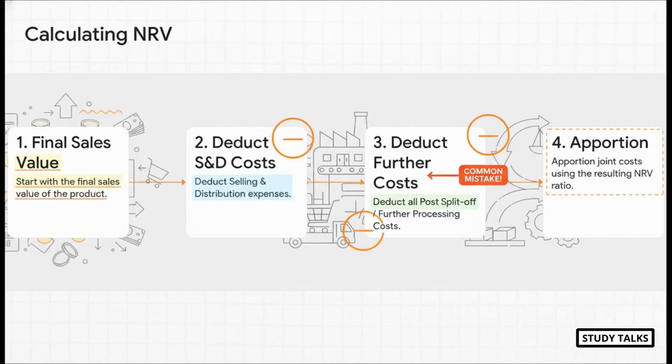It's all about working backwards. We start with the final selling price, just like the last method, but then we subtract everything that was spent after the split-off point. We deduct further processing costs, we deduct selling and distribution costs, we even deduct a profit margin if the question tells us to. And the common mistake, the place where everyone gets tripped up, is forgetting to deduct one of these items. You have to subtract all post-split-off costs to find the correct NRV.